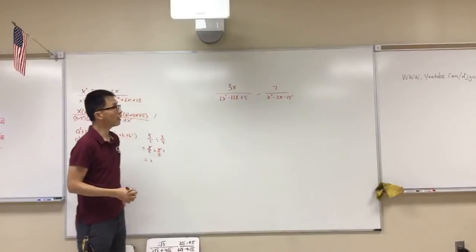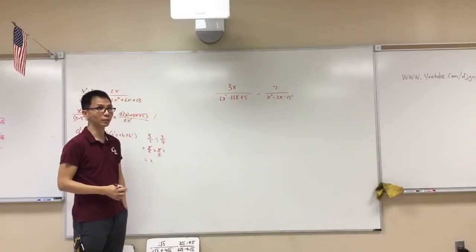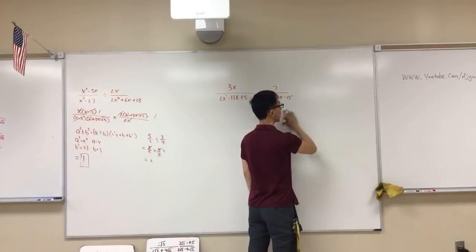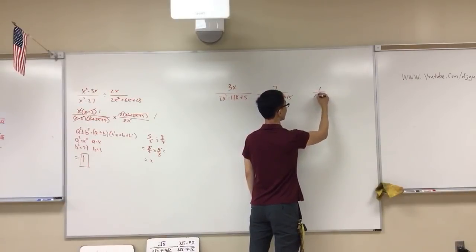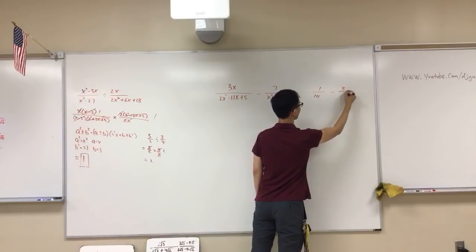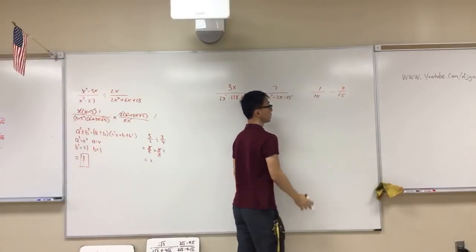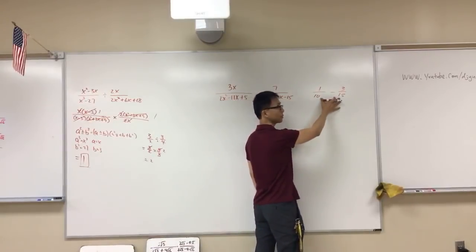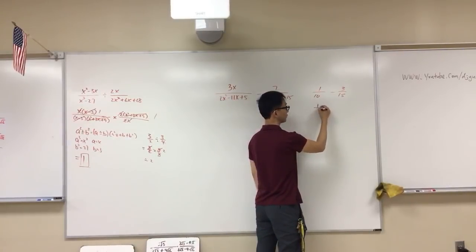You say, hey, how do I add and subtract? But let's look at how you add and subtract, let's say, 1 over 10 minus 3 over 15, something like that. That's just normal fractions. But what do you do as the first step? Actually factor it.